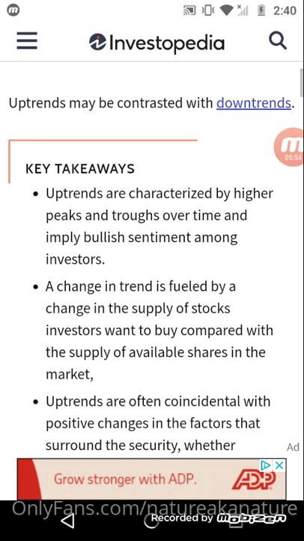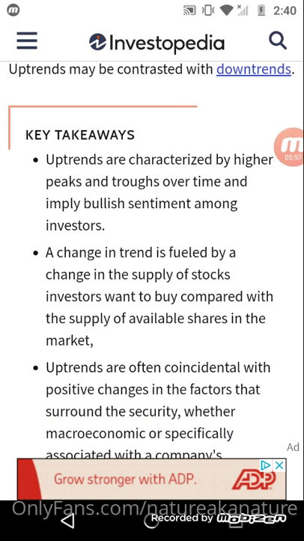An uptrend means it's an uptrend overall, but the market's just not going to go up. It's going to go down and then up. It's going to go up and down, up and down. So it's not going to just continue to go straight all the way up.